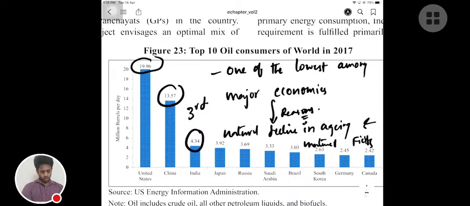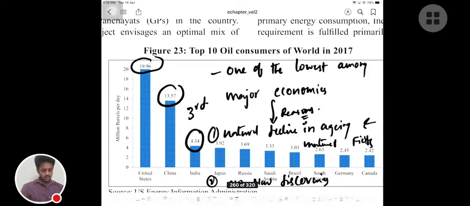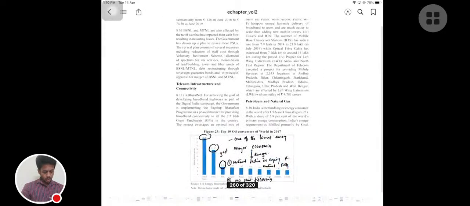Second one is no discoveries of new fields. No new discoveries after KG Basin, Kaveri Basin, Dhubri, Mumbai High. So where are the other discoveries in India? Probably the crude oil is not there. So this is one. And when it comes to refining, we have a very large refining capacity. So that is what you should also remember.